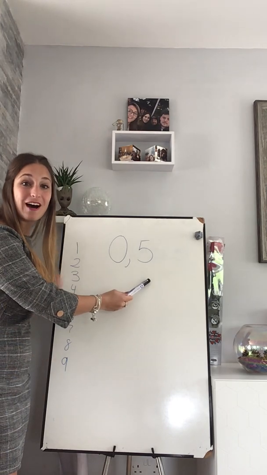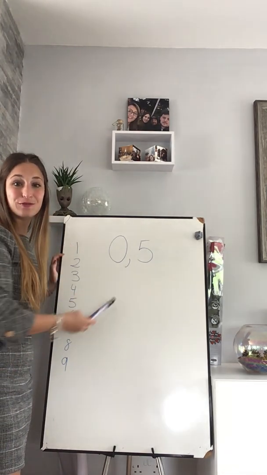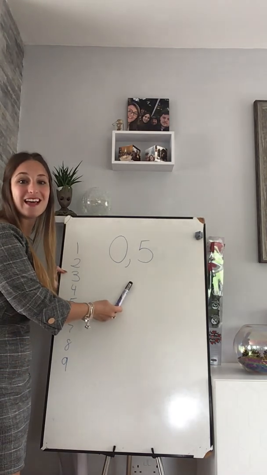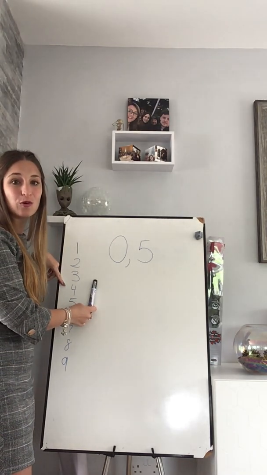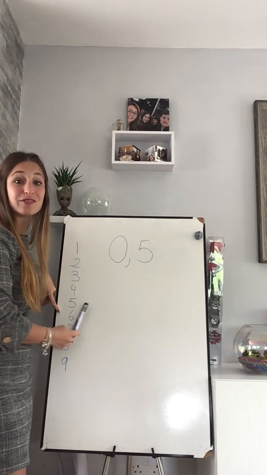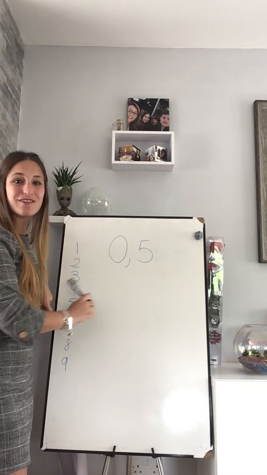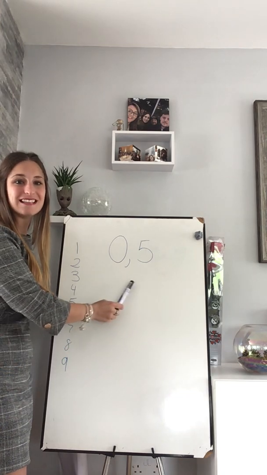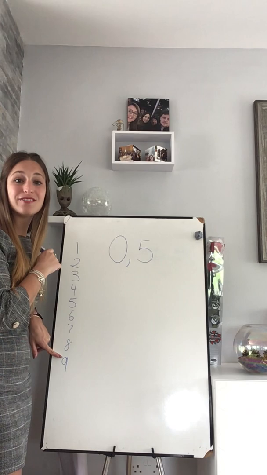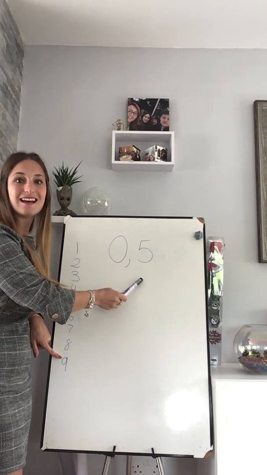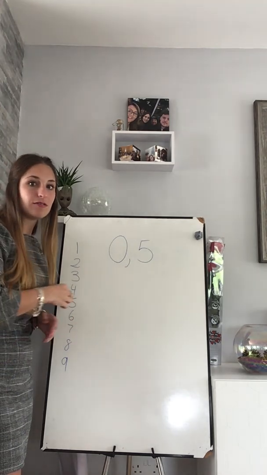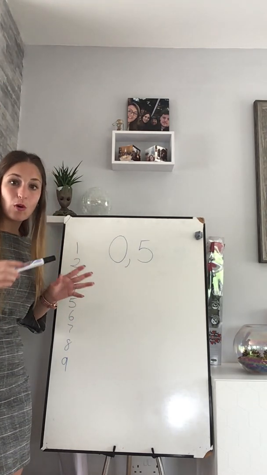0, 5, 10, 15, 20, 25, 30, 35, 40, 45, 50, 55, 60, 65, 70, 75, 80, 85, 90, 95, 100. And you can carry on counting in 5s up to any number that you know, okay?